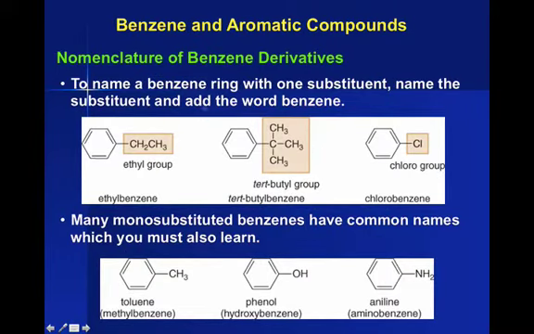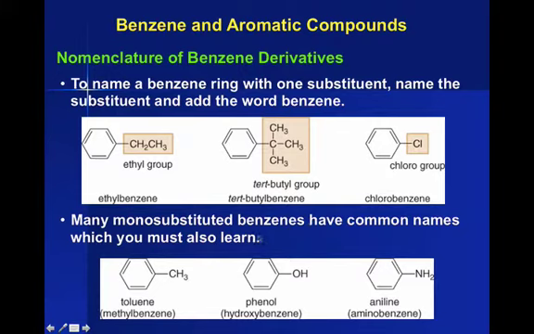A little bit of nomenclature. There are some common names that you need to be aware of. If you have a single substituent, you will name the alkyl group that's attached and then add the word benzene to the end. So if you look at this particular molecule, you can see that this is an ethyl group connected to benzene, so we call it ethylbenzene. This is a tert-butyl group, so it's known as tert-butylbenzene. And this, of course, is a chloro group, or chlorine, so we call it chlorobenzene.